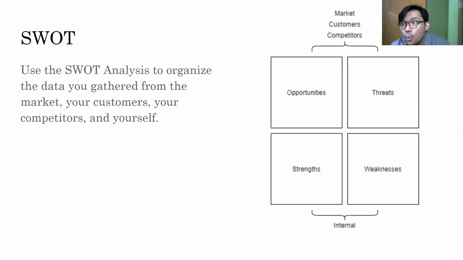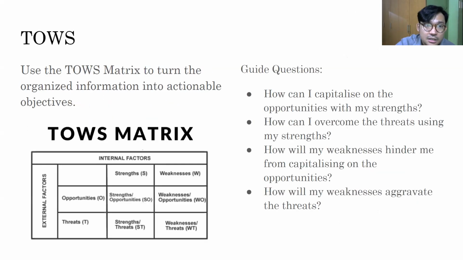You can get your opportunities and your threats from the research that you've conducted about the market, the customers, and your competitors. And then the strengths and weaknesses are more on the internal side. All right, so some guide questions when you're doing a TOWS matrix. Basically, you're matching your strengths with the opportunities, your strengths with the threats, your weaknesses with the opportunities, and then your weaknesses with the threats.